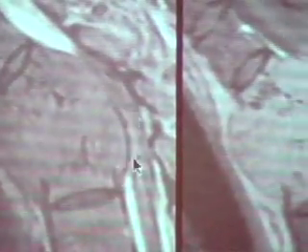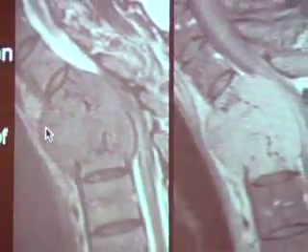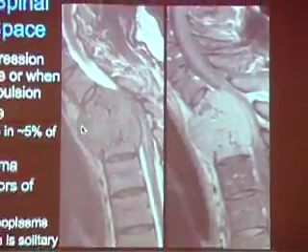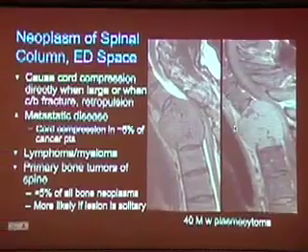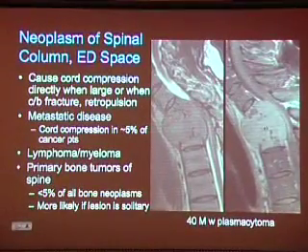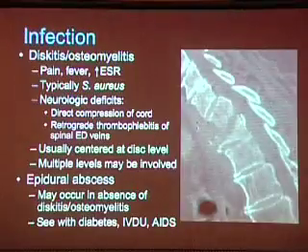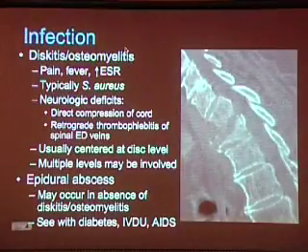Is this scan diagnostic of a plasmacytoma? No, this could be a primary bone tumor, this could be metastatic disease, it could be lymphoma. It's hard to make it something non-neoplastic, but clearly this patient is going to need tissue sampling in order to make an appropriate diagnosis. Now, what about infection?